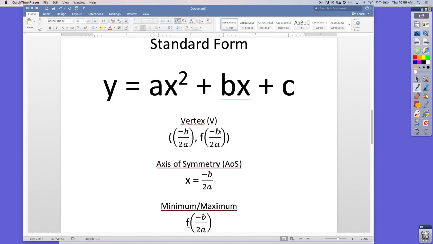And the y is just plugging it in. Once you find out what the x is, you plug it into the function, and that's how you get your y. Axis of symmetry is the same thing here, opposite of b over 2a. And the maximum or the minimum is going to be, after you plug it in, the y version here. So make sure that you pause the video and you copy this.